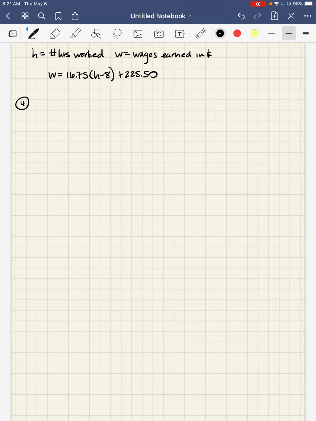Number four asked us to rewrite that formula in y equals mx plus b form. So just a couple of things to note. m is just my crock. And we already found our crock for this problem was 16.75. So that is not going to change. That's the same as the crock that we have up here.